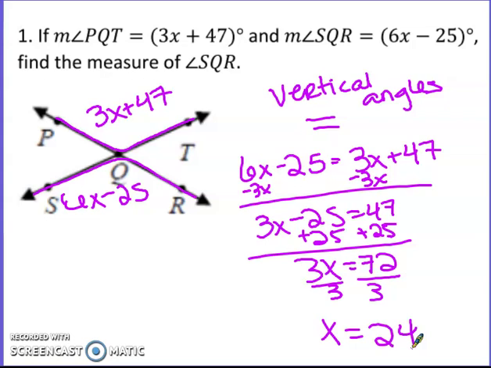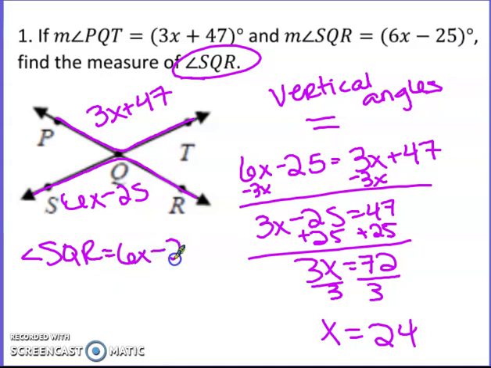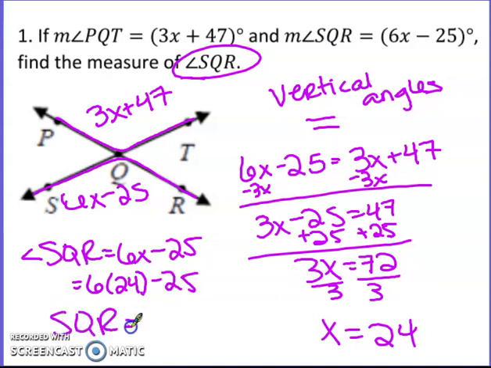But again, keep in mind, you need to make sure you're looking at the question carefully, because the question does not ask us for x. It asks us for the measure of SQR. SQR is equal to 6x minus 25, so I'm just going to plug 24 back in for the x, and SQR is equal to 119 degrees.